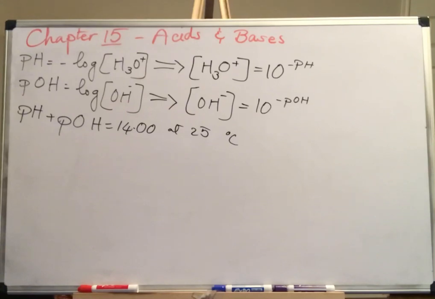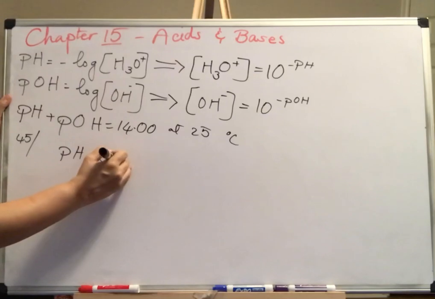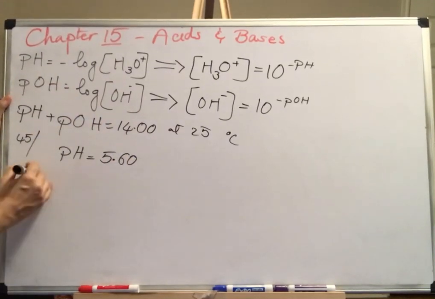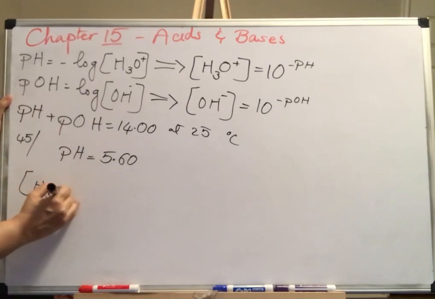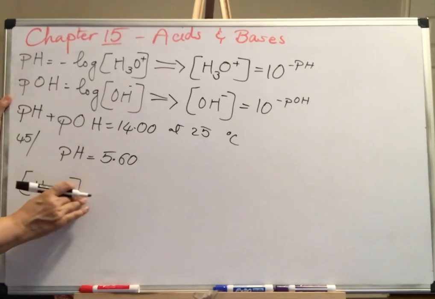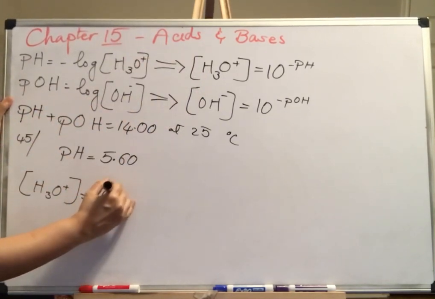Working on more questions. Slide number 45. The pH of natural rain. The pH of natural rain is 5.60. What is the hydronium ion concentration? What is the formula between pH and H3O when we need the H3O? It's 10 to negative pH.